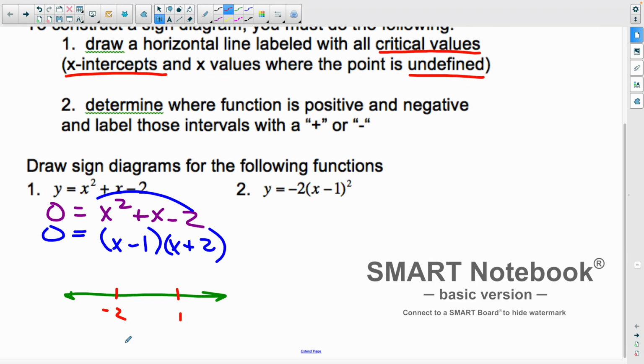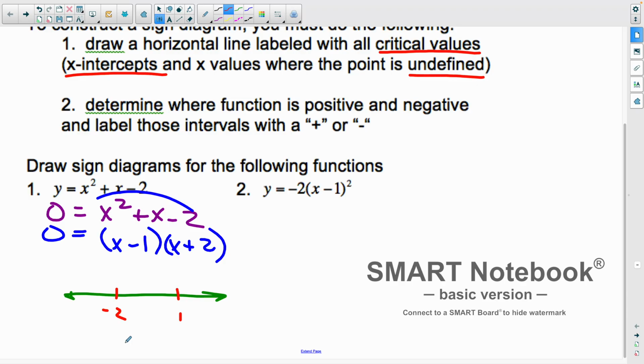Everybody okay so far? Have we done anything new? Not really, right? Now we're going to test this. We're going to test around these two critical values. You might go, well, Coach, you haven't talked about this. So we've done x-intercepts and put them on there.